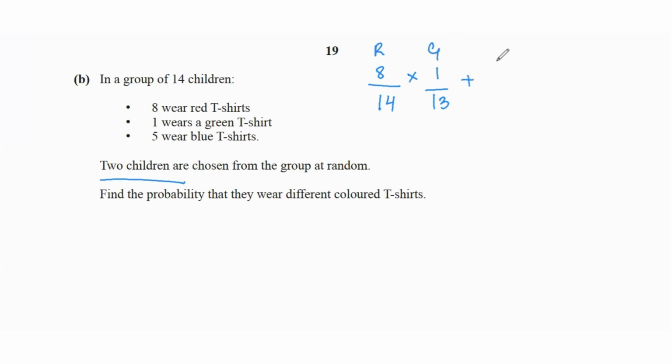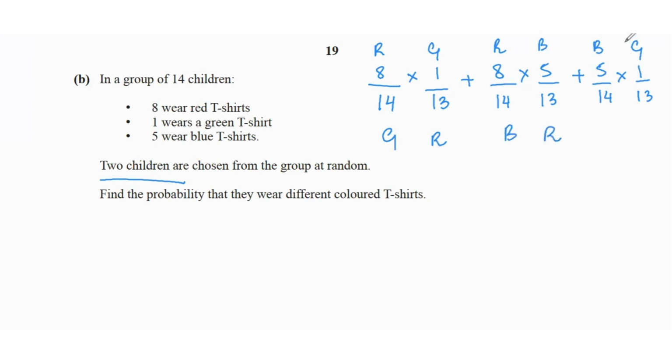Or it can be 8 over 14 times 5 over 13. So now it's red or blue. Then it can be 5 over 14 times 1 over 13. That is blue and green. So now for this, the order can also change. Like in the first combination, it can be green first or red first. This can be blue first and red second, and then green first and blue second.